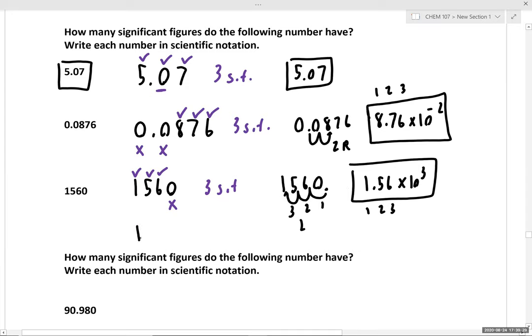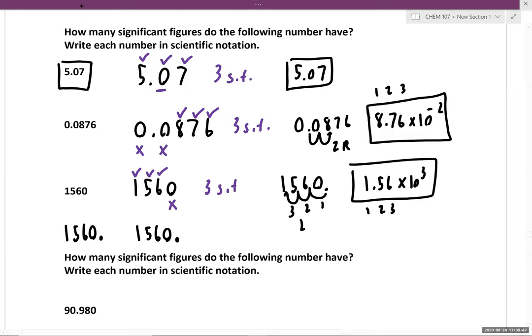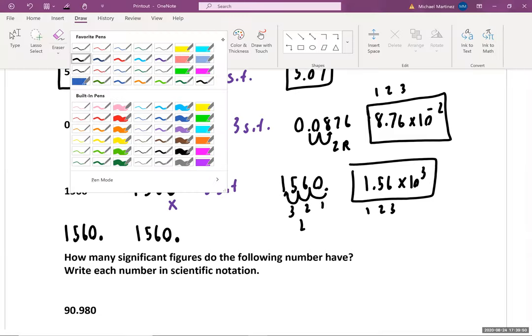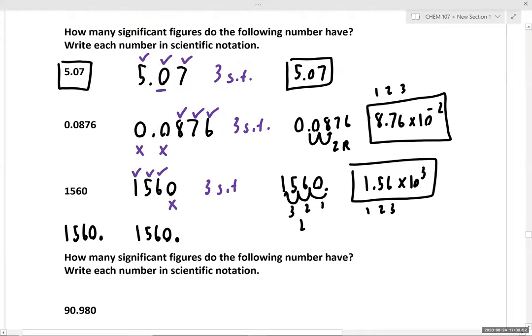Now, it's really important that you pay attention to the decimal point. So if we're looking at 1,560 with a dot at the end, this dot should not be overlooked because placing a decimal point changes whether a zero is significant. Looking at this new number, if we place our decimal point at the end, this zero is after a non-zero digit and it's before a decimal point, so it's treated like a sandwich zero. So this zero is significant.